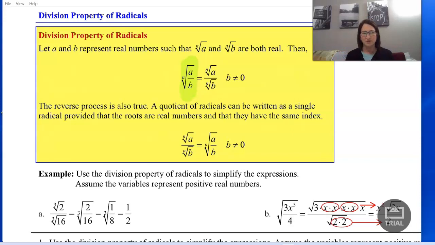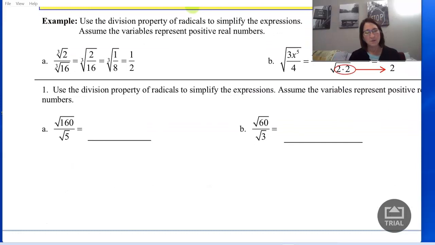But the reverse is also true. Let's say you've got two radicals in the numerator and another one in the denominator. Well, if you smush them or merge them all together underneath that radical sign, sometimes that makes it easier to simplify. So those are two little tools that you've got to use. We've got some examples here, A and B, which you can look at, but I'm just going to jump right into 1A.